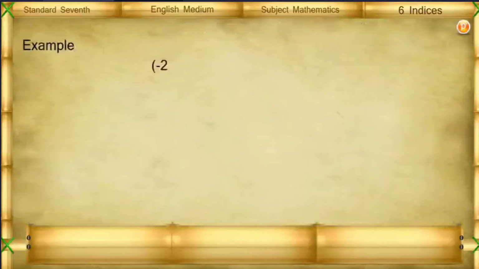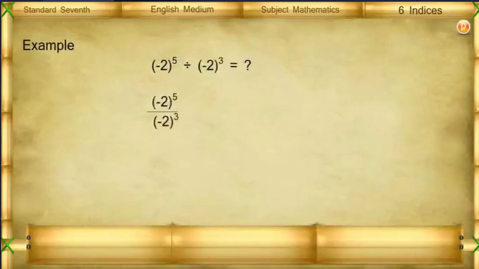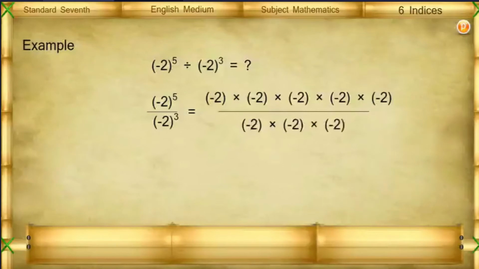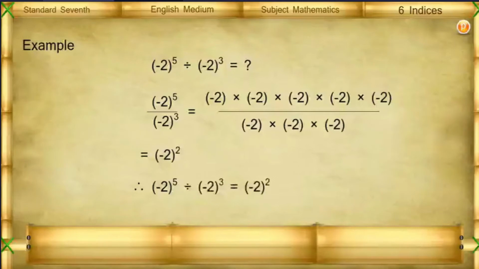Example, minus 2 raised to 5 divided by minus 2 raised to 3 is equal to minus 2 raised to 5 upon minus 2 raised to 3 is equal to minus 2 into minus 2 into minus 2 into minus 2 into minus 2 upon minus 2 into minus 2 into minus 2, which is equal to minus 2 square. Therefore, minus 2 raised to 5 divided by minus 2 raised to 3 is equal to minus 2 squared.